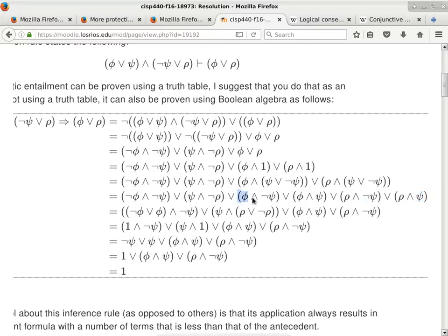Okay, I moved this so it's right next to this guy here. Then I reversed the distribution. So I simplified so that not phi or phi becomes together, and then the whole thing and not psi. But this whole thing becomes just a 1 and something, so I'm left with not psi, okay? And then I do the same thing with rho.